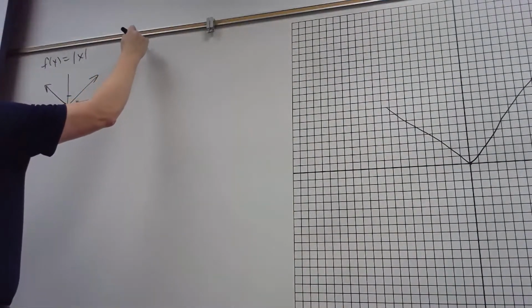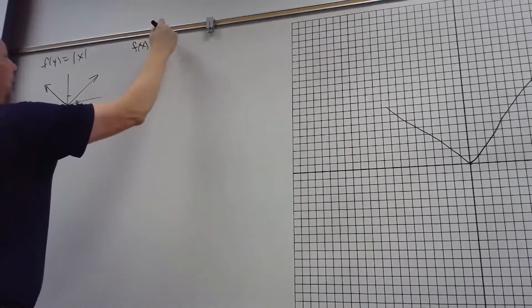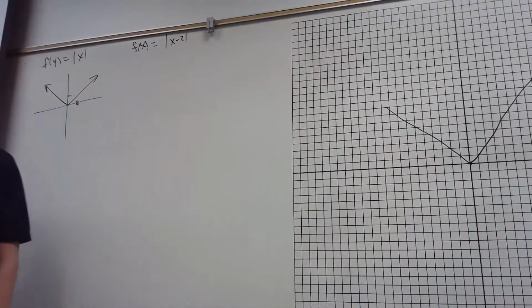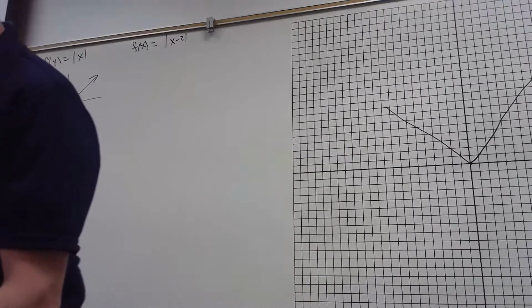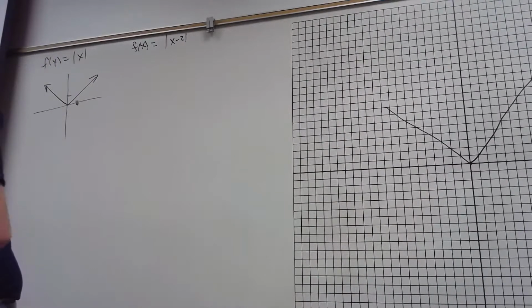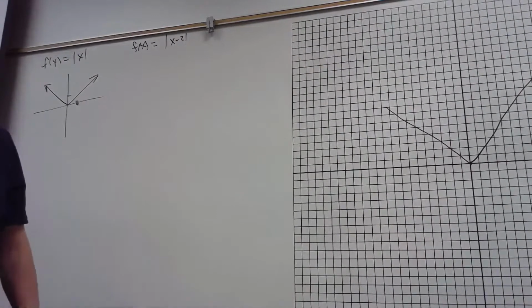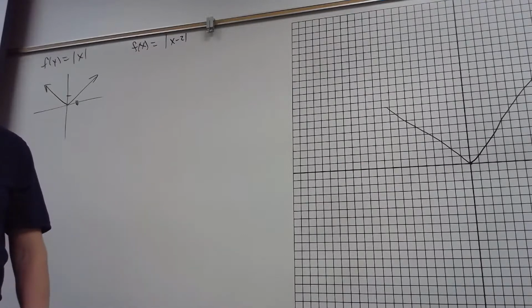If it said f of x equals absolute value of x minus 2, do you guys know what would happen? I should pick on somebody. Such as Alyssa, I haven't picked on you all week. What would that minus 2 do to my V? It'll move up, down, left, or right, one of those four, right? That is true. It'll do one of those things.